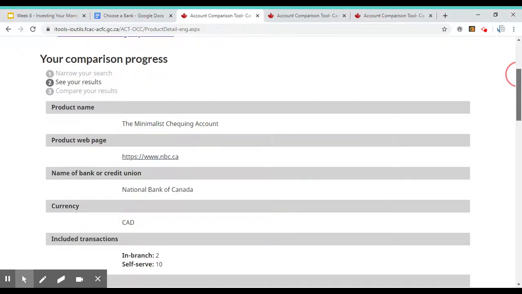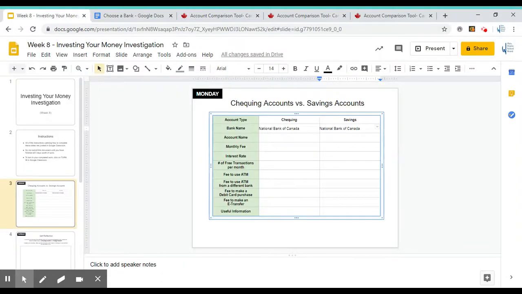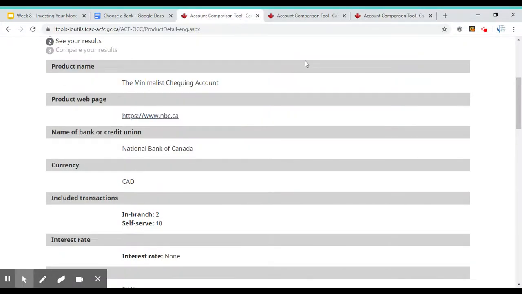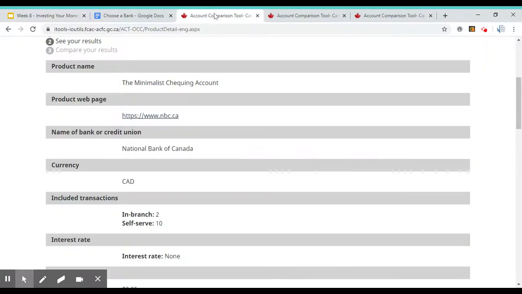So in my table, the first thing it's going to ask me for after I've entered the bank name is it's going to ask me for the account name. And the account name, oops, wrong one, is the minimalist checking account. So this is the minimalist. Okay, and then next we need to find the monthly fee.